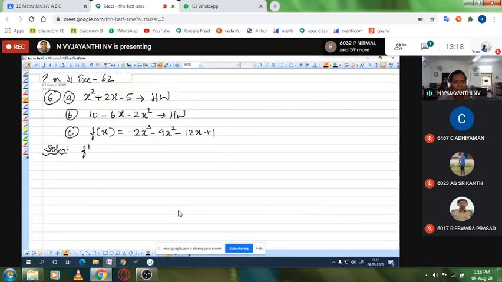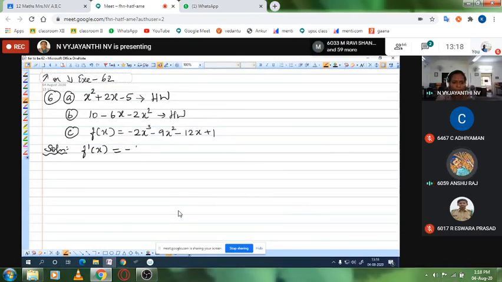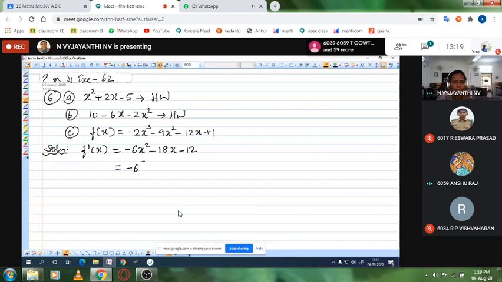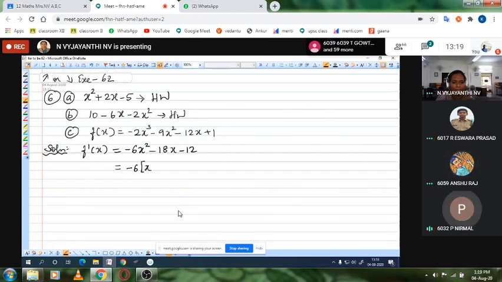What is f dash of x? Minus 6x square minus 18x minus 12. Now which number are we going to take commonly out? Minus 6. So what will you get? Minus 6 into x square plus 3x plus 2, isn't it?